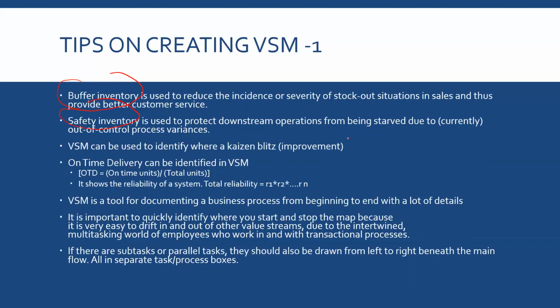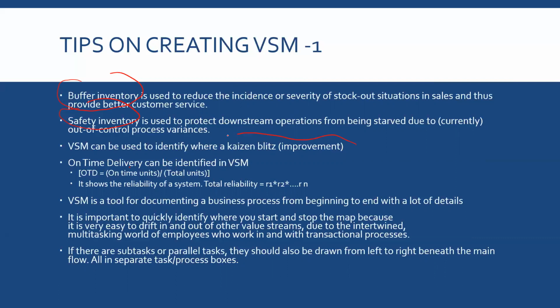So there are 2 different concepts, and you should be aware of both: the buffer inventory and the safety inventory. The safety inventory is to protect the downstream operations from being starved, and the buffer inventory is to reduce the severity of stock out situations. The value stream can be used to identify where the Kaizen bursts are.